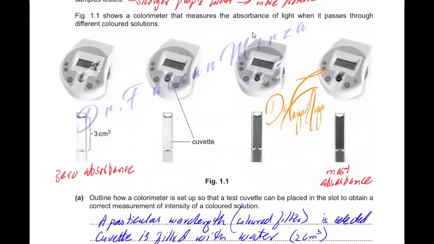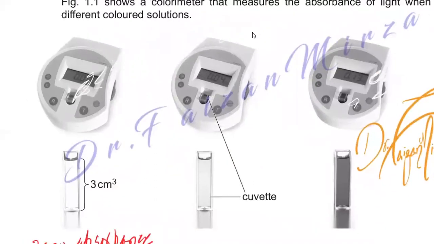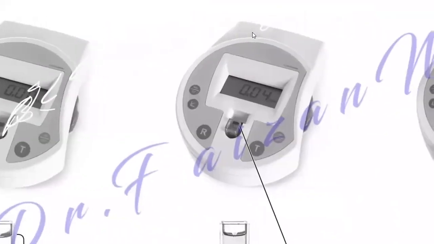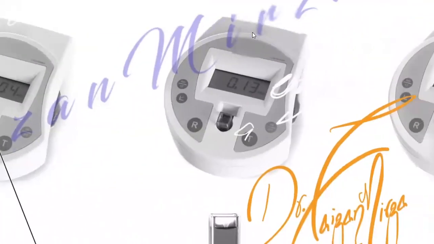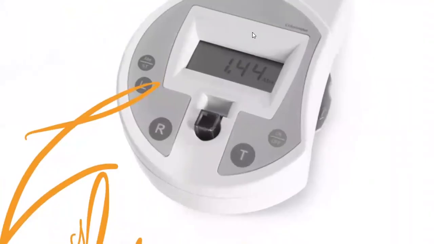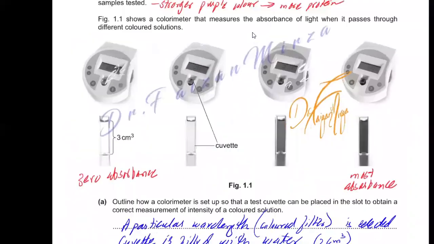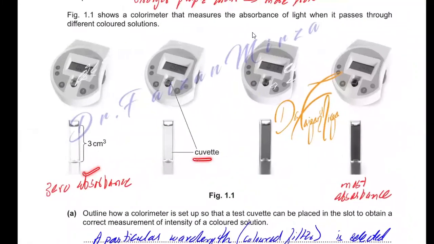Figure 1.1 shows a colorimeter that measures the absorbance of light when it passes through different colored solutions. You can see here 0.0, 0.04, 0.13, and 1.44. This is the absorbance, provided as ABS. So we have four different cuvettes, and a cuvette is a special glass tube which is placed in the colorimeter with a solution so you can test for the absorbance. This is the 3 cm cube volume inside the cuvette.